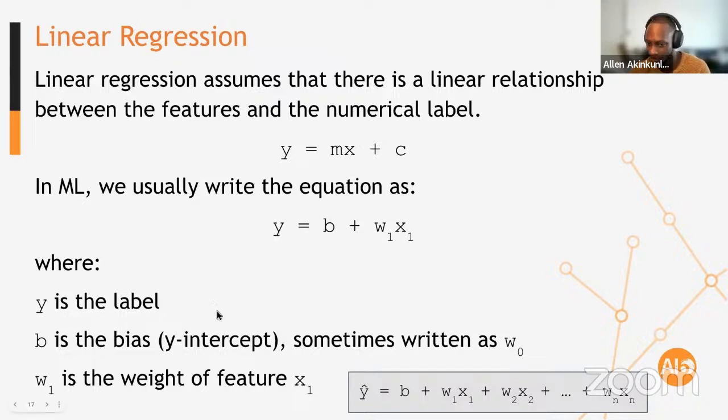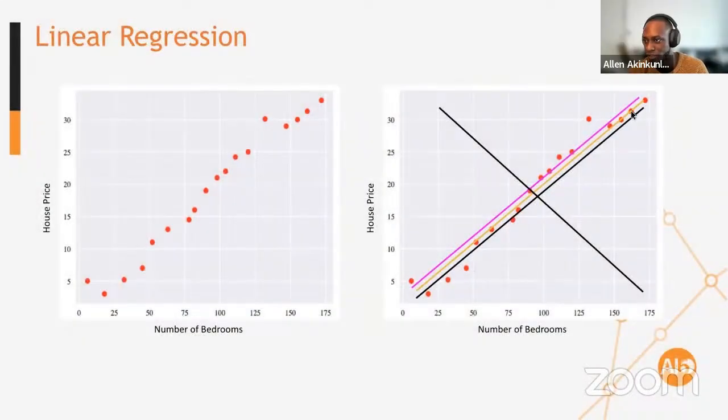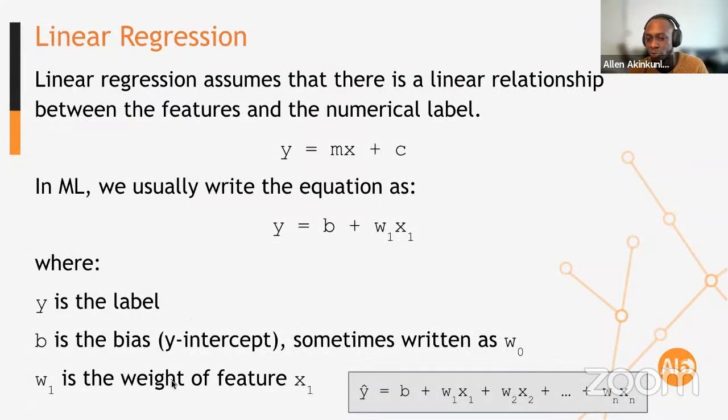So y is the label, what we are trying to predict. In this case, it's the house price. b is the bias or the y-intercept, sometimes written as w naught. The bias or the intercept is where our line crosses the y-axis, right? So if I go back to this slide, each of these has a different intercept. This one also has a different intercept, right? And the intercept obviously determines where it starts on our plane, right? So w1 is the weight of the feature x1, right?